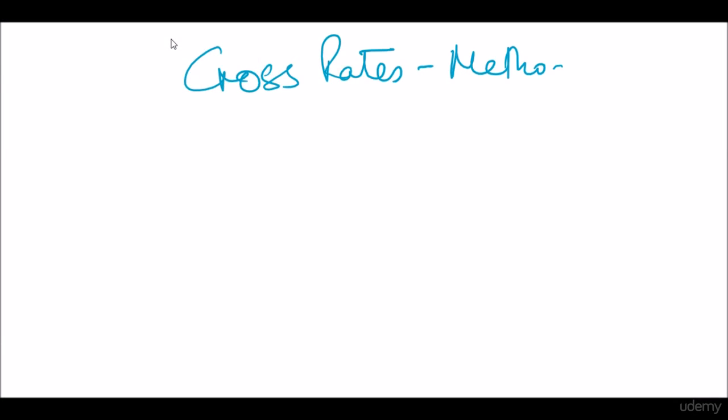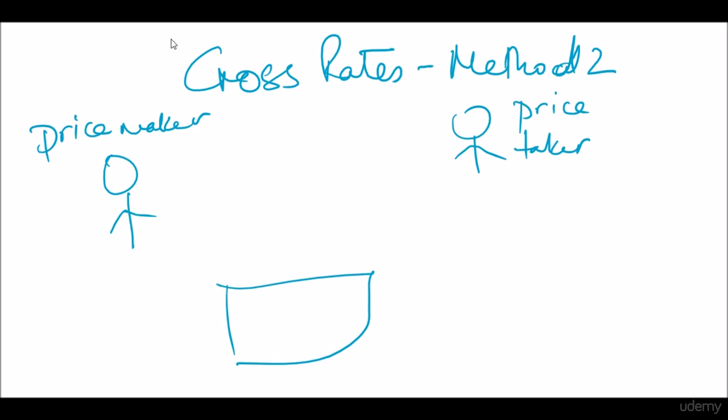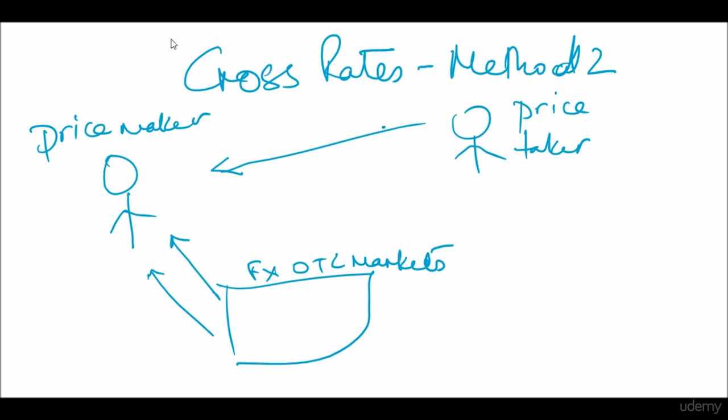So we've looked at one method to compute the cross rates. Now let's look at another method to compute the cross rate so we get a better idea of the perspective of the market maker and the price taker. When you look at the currency pairs quoted in the market, you see that they are quoted using the bid and ask rate. We have already mentioned that the bid rate is the rate at which the market maker buys, and the ask rate is the rate at which the dealer, the market maker, sells.